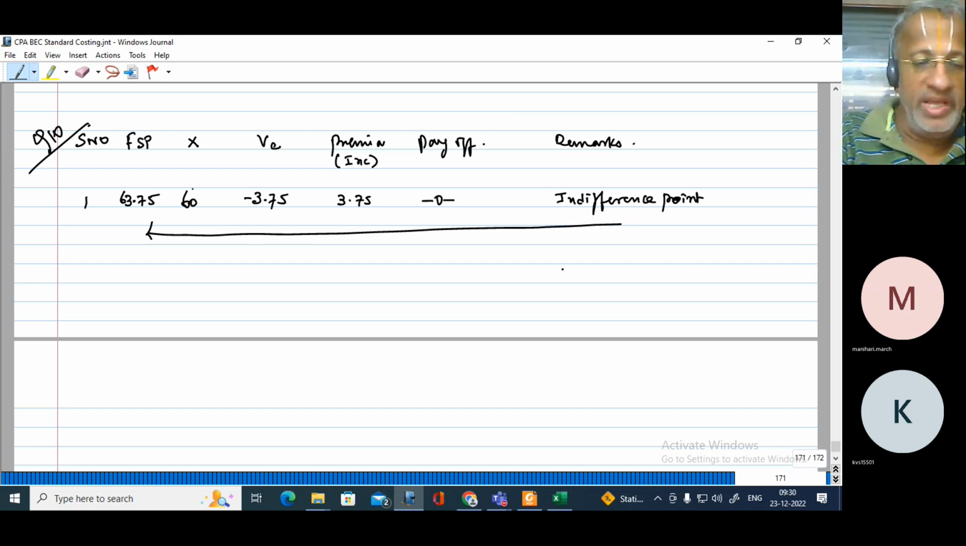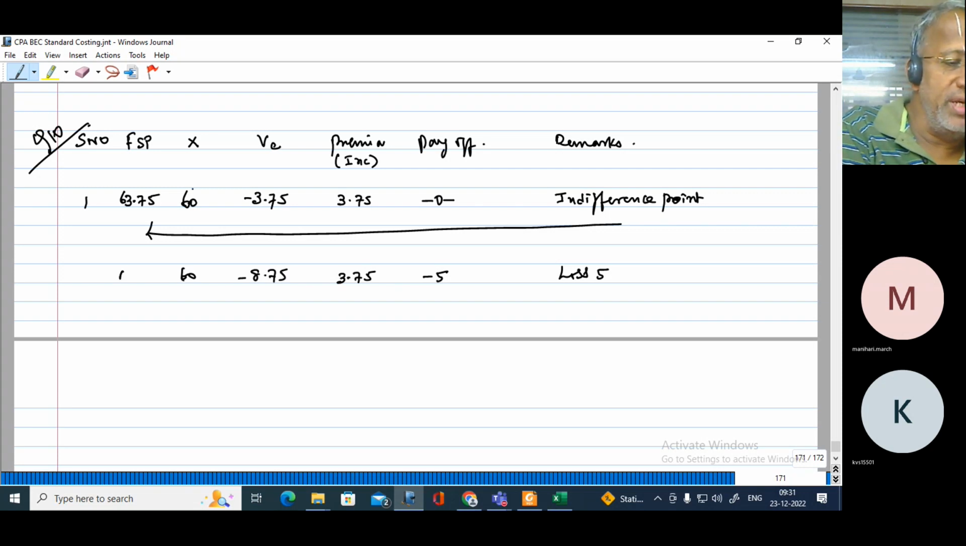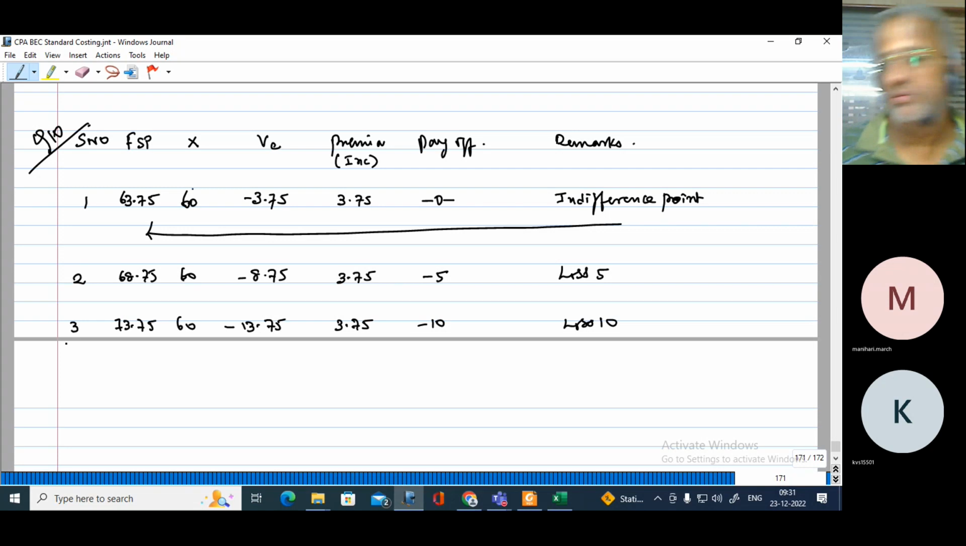Then the next one is a loss of 5. If this is minus 5 and premium is 3.75, my gross loss would be minus 8.75 over and above 60. So it is 68.75. This is the second scenario. If my loss were to be 10, it is minus 10 after deducting 3.75, so minus 13.75. With the 60, it is 73.75. This is item number 3. Correct? Yes, sir.